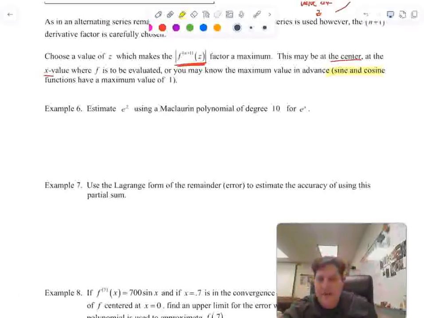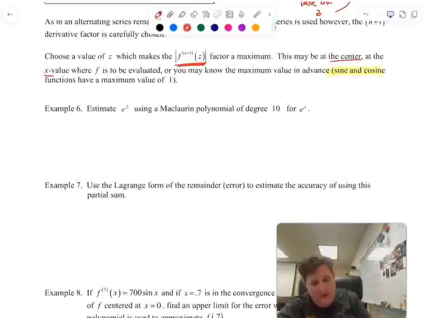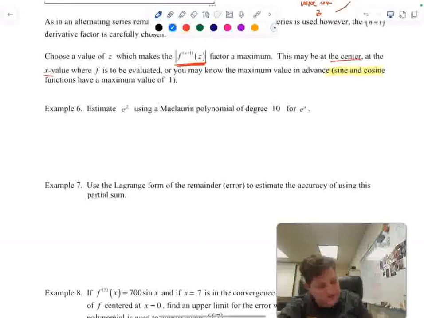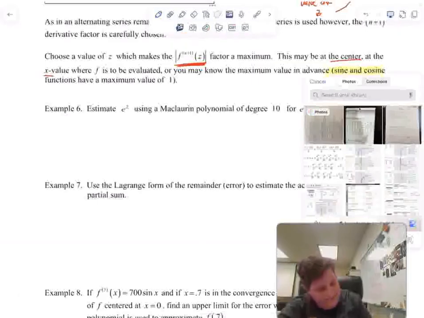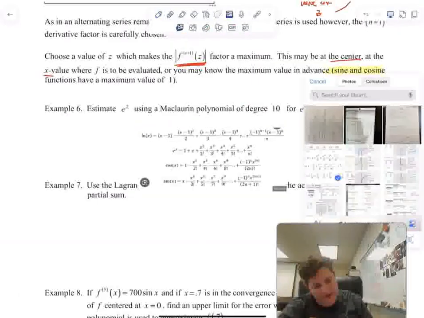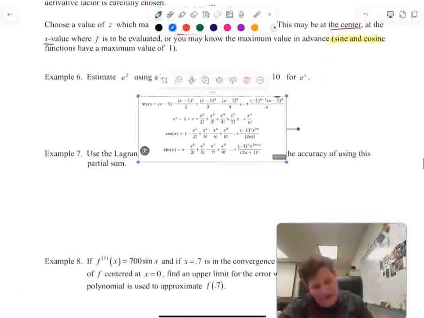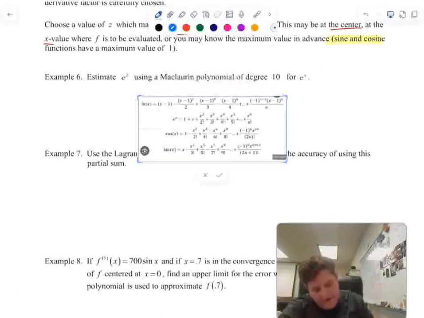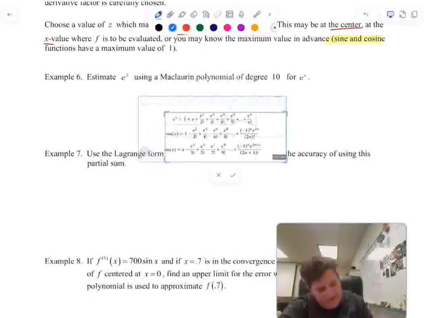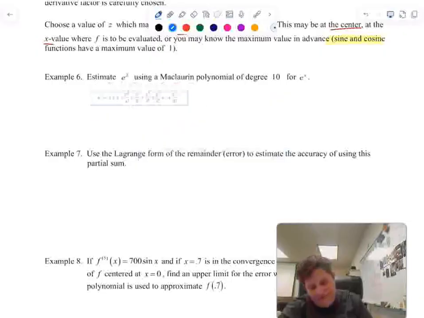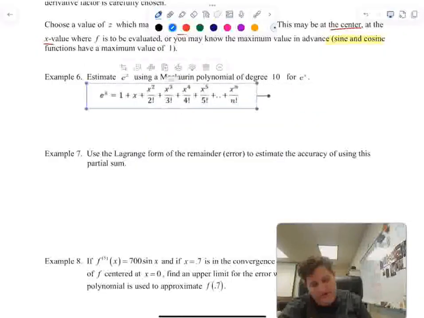All right, it says estimate e to the second using a Maclaurin polynomial of degree 10 for e to the x. Where am I getting this from? So remember, this. In fact, maybe I will be awesome and I will just crop this down so we only see the e to the x. Oh, that's killer. Okay, guys, here we go. So I didn't have to write that out. There's e to the x.